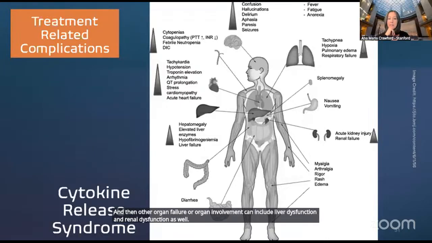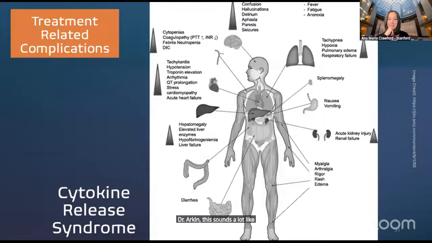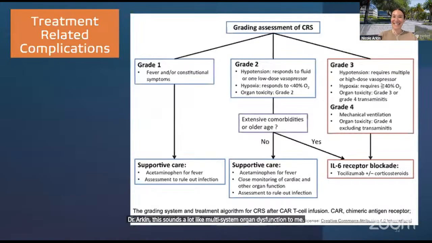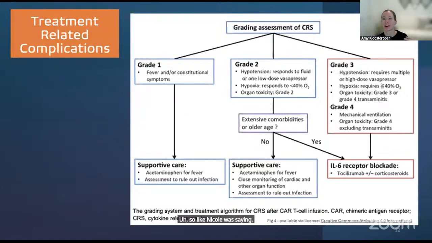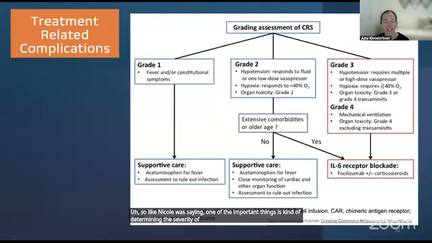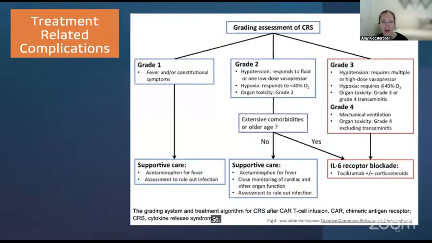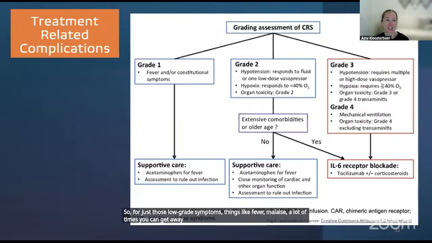Dr. Arkin, this sounds a lot like multi-system organ dysfunction to me. Yes, ma'am, it is. And it's very nonspecific. So like Nicole was saying, one of the important things is determining the severity of the cytokine release syndrome, and that helps you determine how to treat it. So for just those low-grade symptoms, things like fever, malaise, a lot of times you can get away with just giving Tylenol and making sure they don't have an infection.